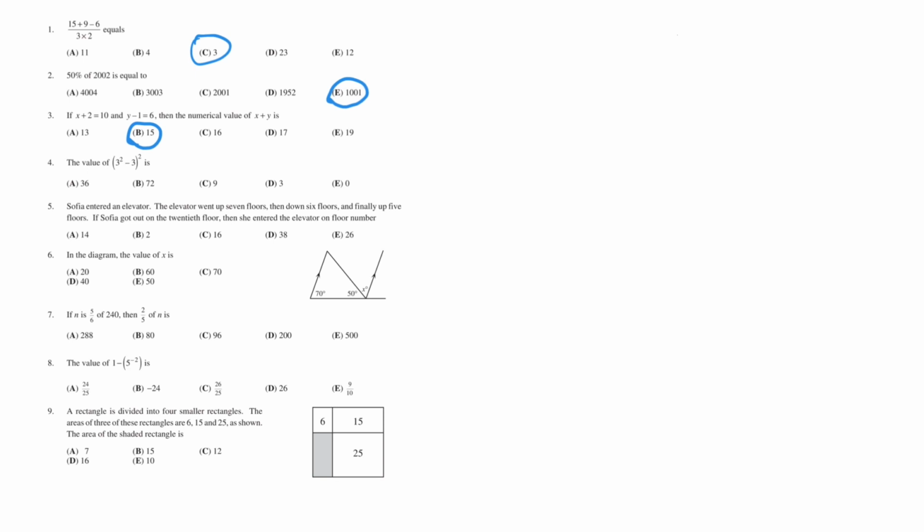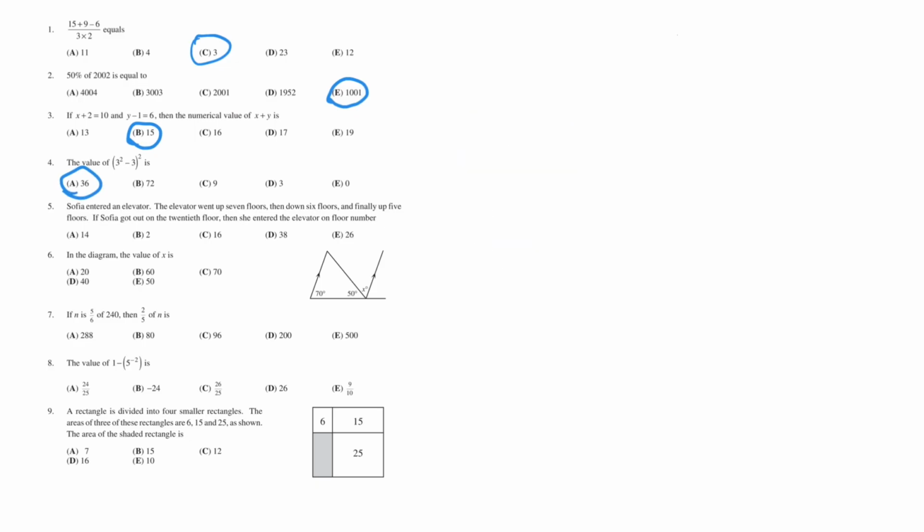Number 4. The value of 3 squared minus 3 squared... equal to 3 squared, that's 9, minus 3 squared, that's 6 squared, that's 36. So the answer is A.